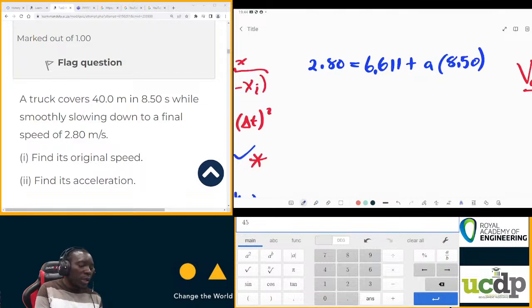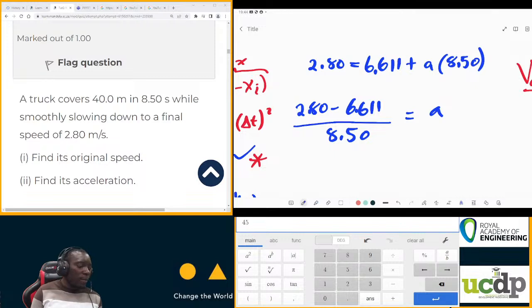So A is our only unknown in this expression. Then we can do what we know best to find our A. (2.8 minus 6.611) over 8.5 equals A. So this is making A the subject. That shouldn't be difficult.